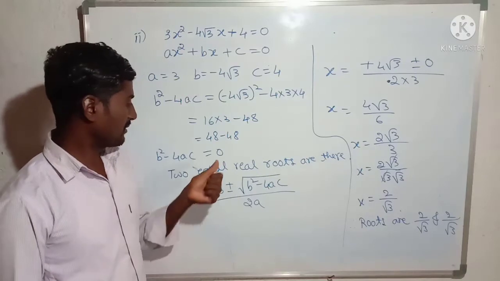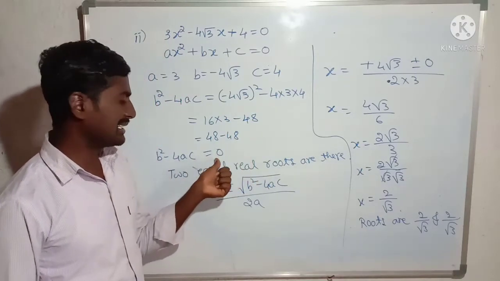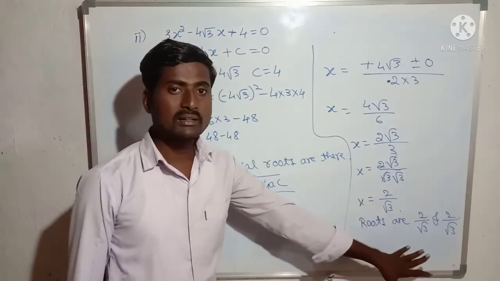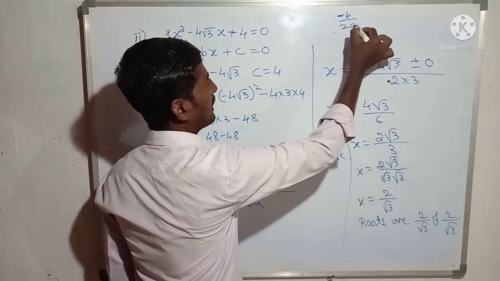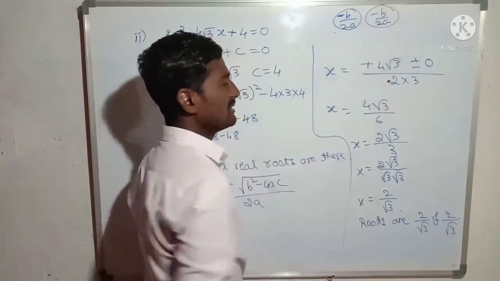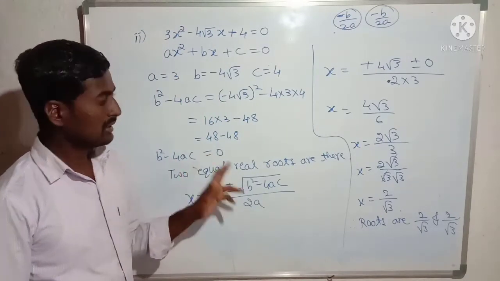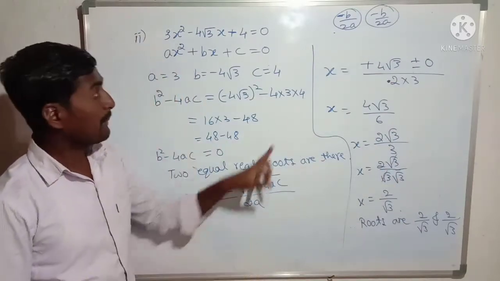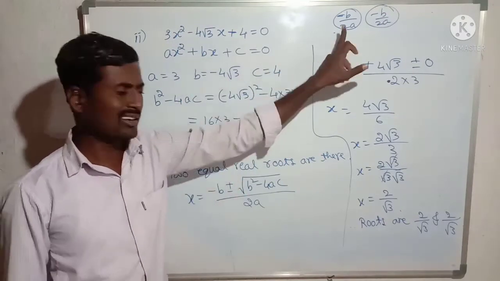So now here I will tell you one condition. If the discriminant is equal to 0, then you can find the roots directly by using this formula, that is minus b divided by 2a, and one more is minus b divided by 2a. These are the 2 roots when the discriminant is 0. You can substitute here and check whether you are getting 2 by root 3, 2 by root 3 or not. Minus b divided by 2a, you can substitute the value of b and a, you will get the same answer.